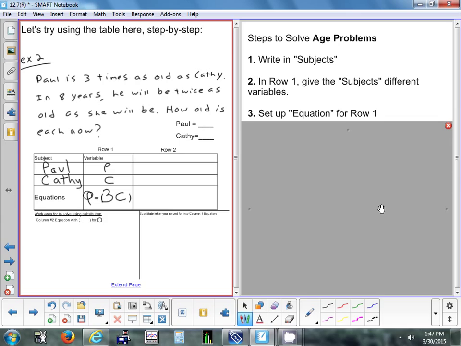That's Paul, which is P, equals 3 times as old as Kathy. Kathy's C right now. That's all we know about her. All right? That's all we did in that first row. All we did in that first row was set up stuff for the first sentence.